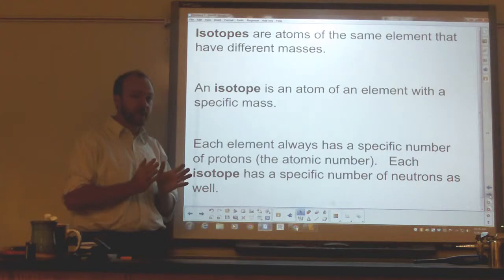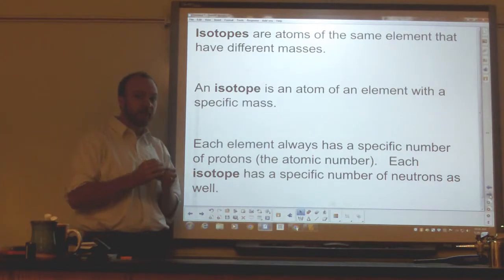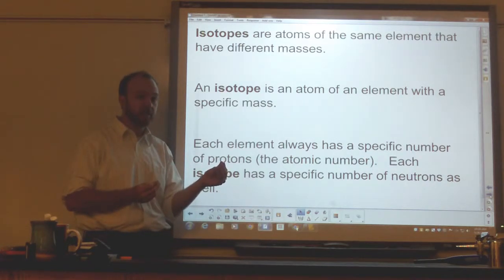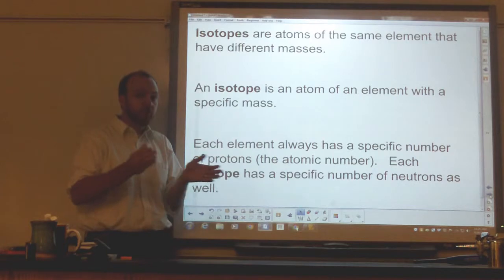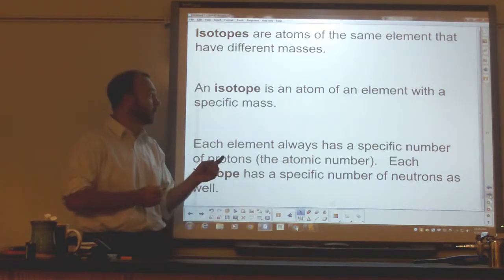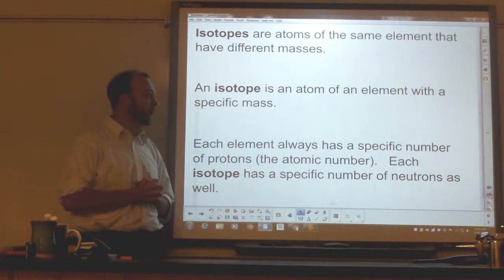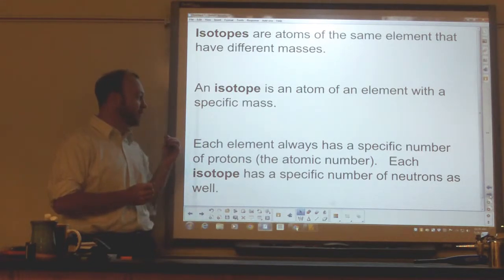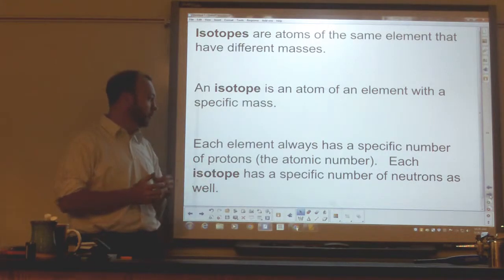The reason that they have different masses is because they have a different number of neutrons in their nucleus. The protons have to be the same in order to be the same type of atom. But if they have extra neutrons, that makes them heavier. If they have fewer neutrons, that makes them lighter. So an isotope is an atom of an element with a specific mass, which means it is an element that has a specific number of neutrons.